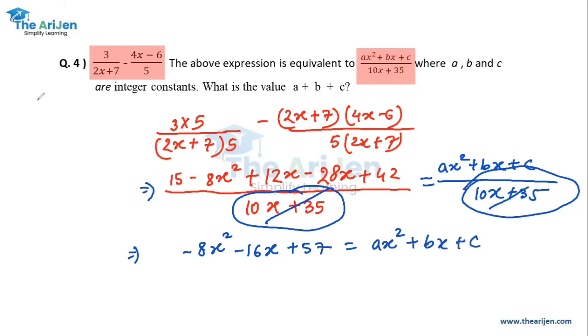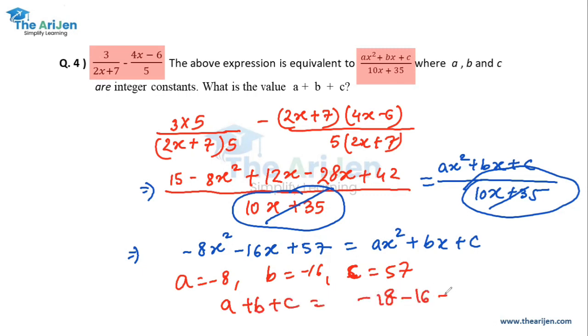Now from here you can conclude the values. So a is minus 8, b is minus 16, and c is 57. So if you want to find a plus b plus c, you will add these values, minus 18, minus 16 and plus 57. So minus 18 minus 16 will be 34, right? And 7 minus 4 will give you 33, and 5 minus 3 will give you 2. So 23 is your right answer. I hope this one also will be clear to you.